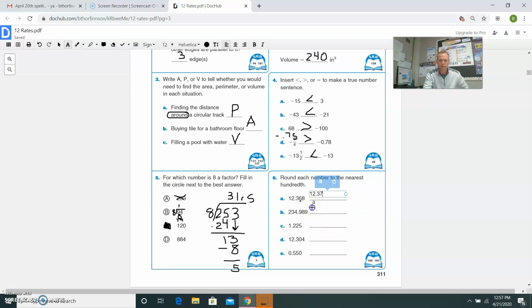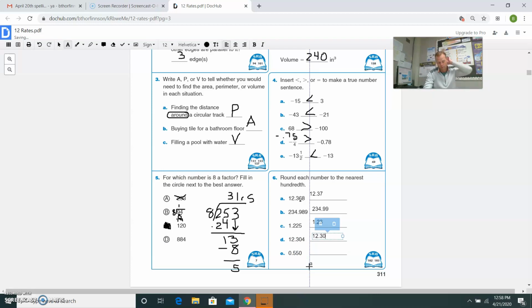37 hundredths. The next one, 234 would not change, and 99. This 9 would round that 8 up to a 9. 234 and 99 hundredths. This would round to 1, and 2 wouldn't change. And now our hundredth spot, that 5. Remember, 5 or higher, we round up. So this 5 is telling that 2 to round it up to a 3. 1 and 23 hundredths. And this one would be 12 and 30.